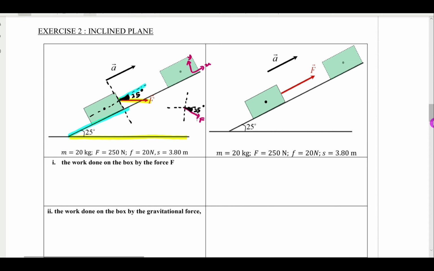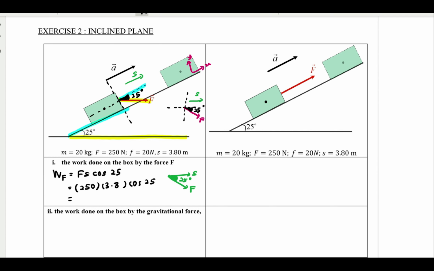And then the object is moving in this direction, S. So in order to calculate the work done on the box by the force F, we can straightly calculate the angle between S, which is to the right, and F in this direction. So the angle is 25 degree. So we can write directly: WF is equal to Fs cos 25. F is 250, S is 3.8 times cos 25, and the answer is equal to 861 joule. Okay, so this is the answer.